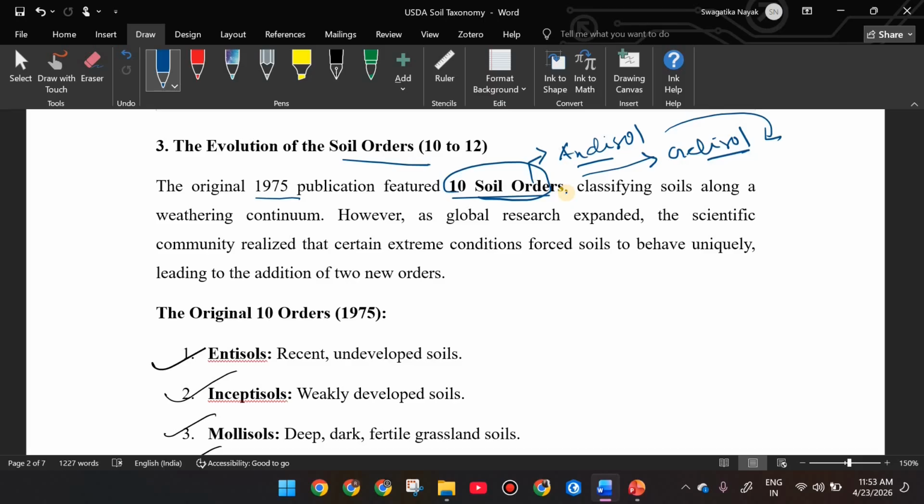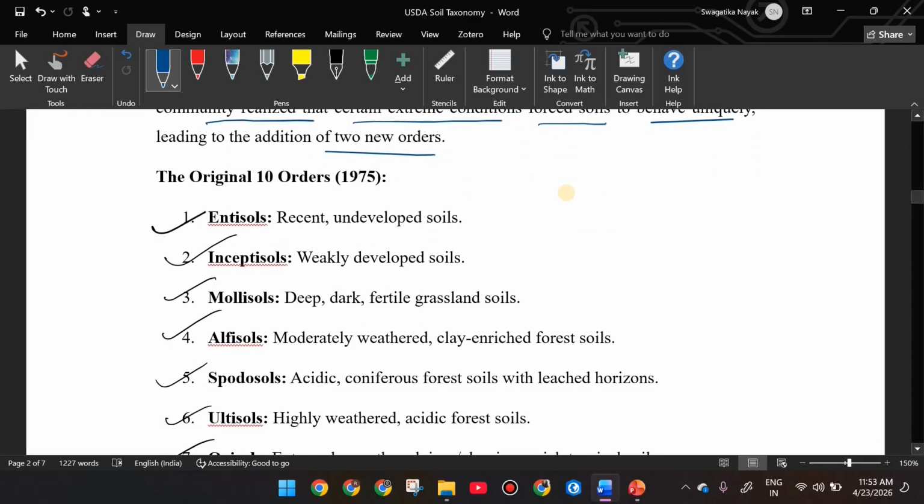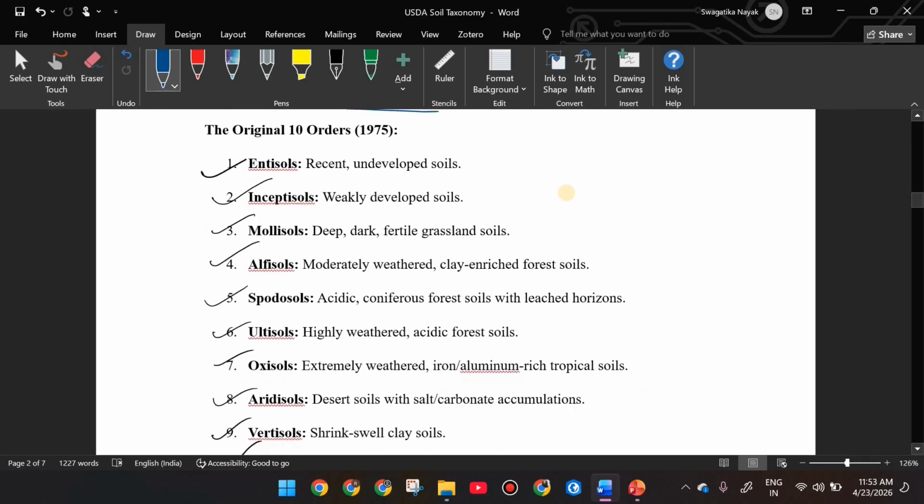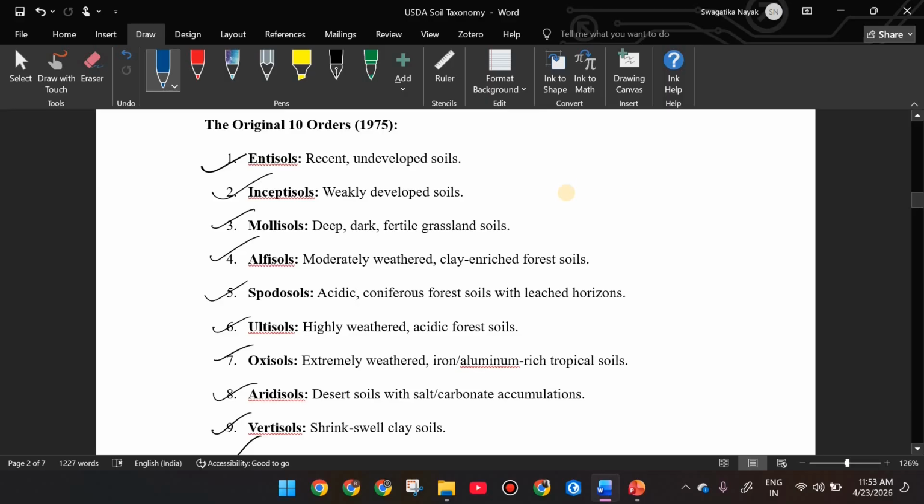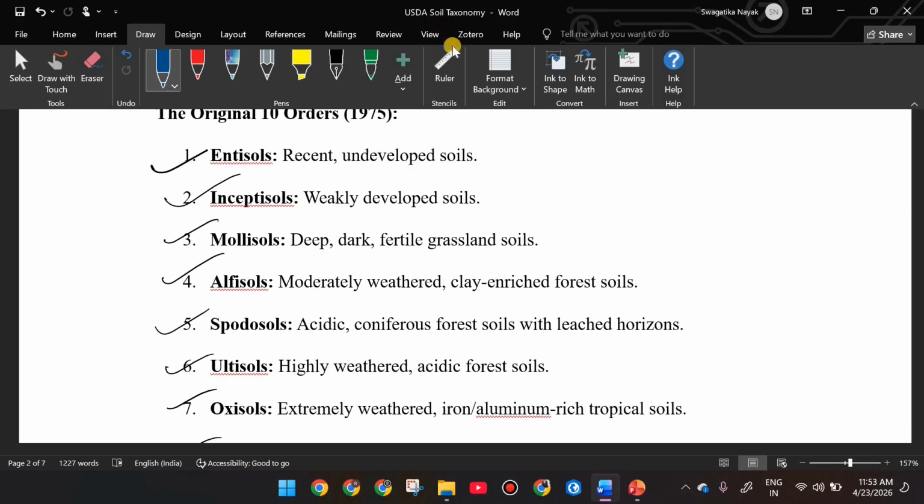Those 10 classify soils along a weathering continuum. However, as global research expanded, the scientific community realized that certain extreme conditions force soil to behave uniquely, leading to the addition of two new orders. So what are the 10 orders? Let's see in a brief way. The first one is Entisol.